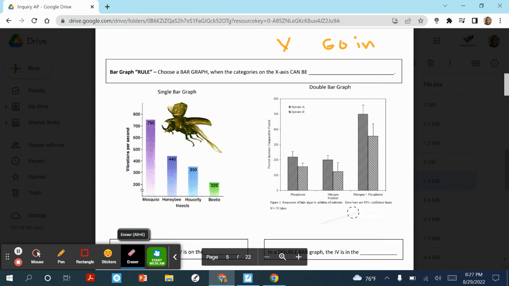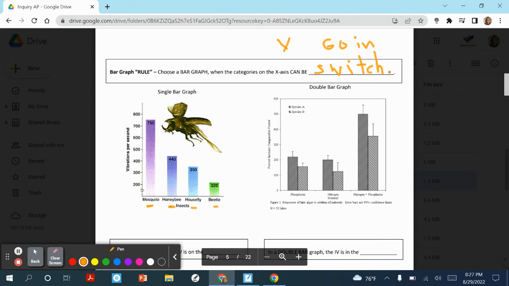Okay, so why did we make a bar graph? Well, we made a bar graph because when we are listing our categories along the x-axis, so we had mosquito, honeybee, housefly, beetle, notice I could have put those in any order and graphed them, and I would be able to draw conclusions. Like I could have listed the honeybee here first, and then mosquito, and then graphed its tall bar there, okay? So it's more appropriate to graph our data as a bar graph if the categories on the x-axis can be switched.